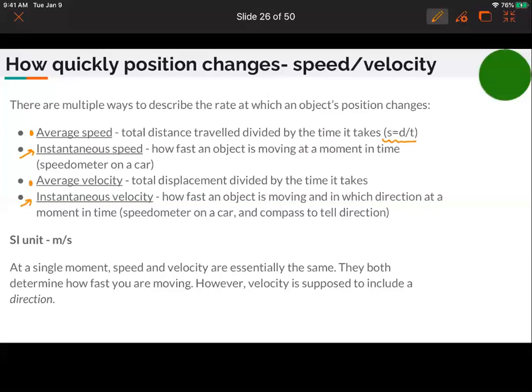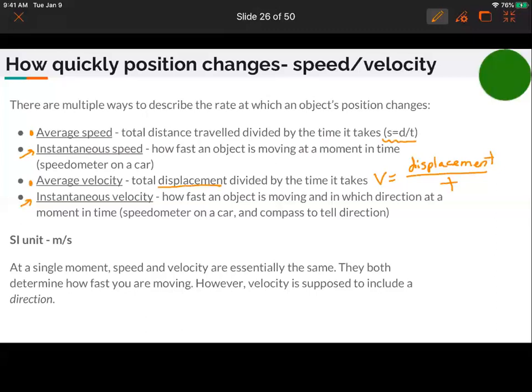Average velocity is different from speed because it looks at your total displacement divided by the time it takes. So your average velocity is equal to your displacement divided by time. And your instantaneous velocity is the same as your instantaneous speed, but with a direction. So instantaneous speed and velocity are the same, except for velocity always has a direction.